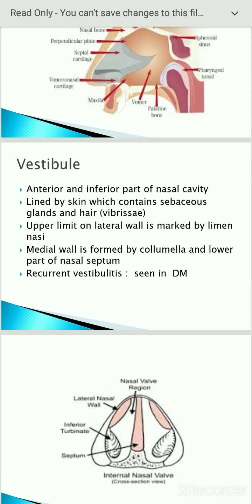What is vestibule? Anterior and inferior part of nasal cavity is known as vestibule. It is lined by skin which contains sebaceous glands and hair or vibrissae. Upper limit on lateral wall is marked by limen nasi. Medial wall of vestibule is formed by columella and lower part of nasal septum.